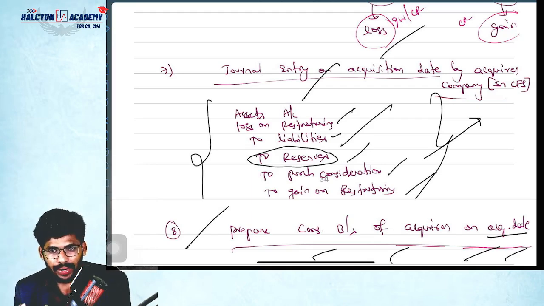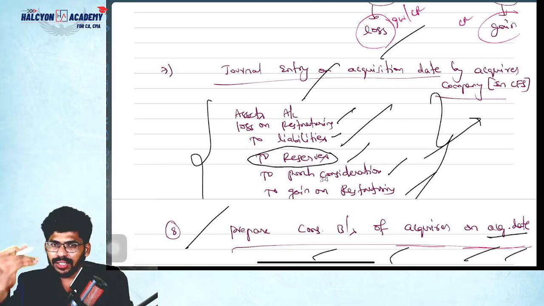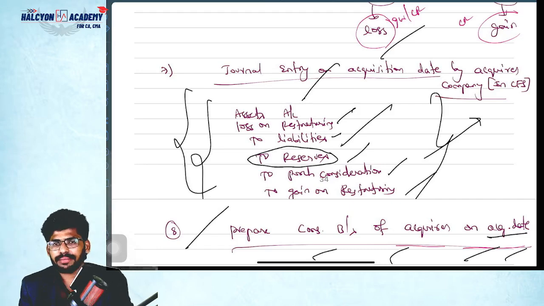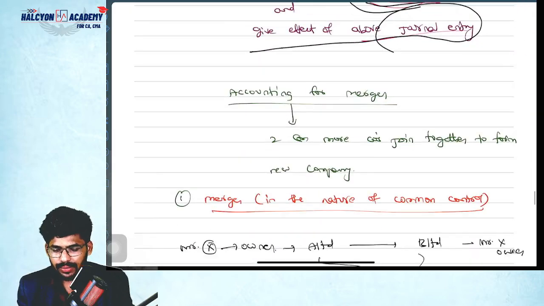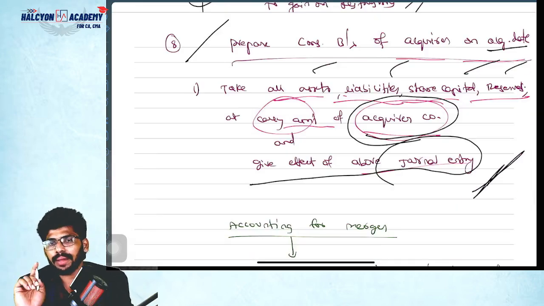Okay, don't do overaction also, not required. Just please consider all the acquirer values, book values only, and consider this entry. That's it. Balance sheet similar to the previous one. Yes, so please remember, guys, this is very important.